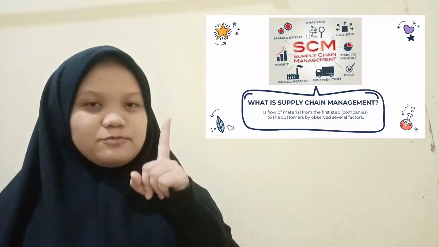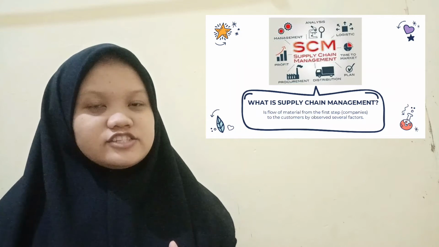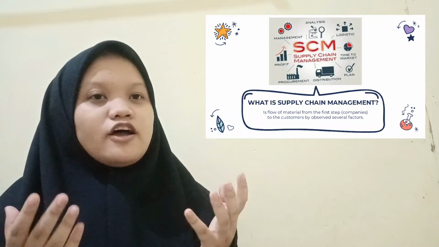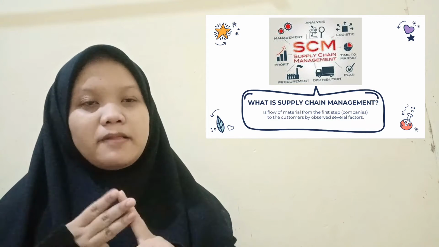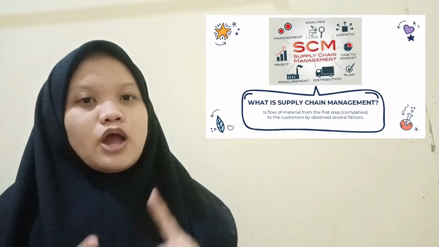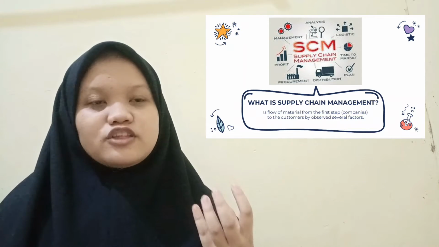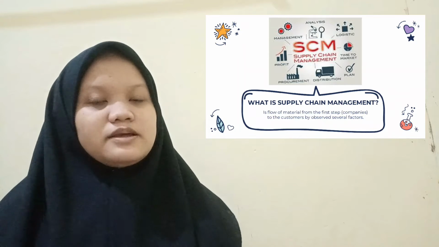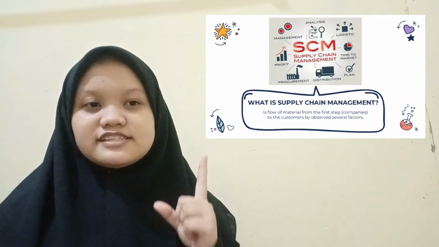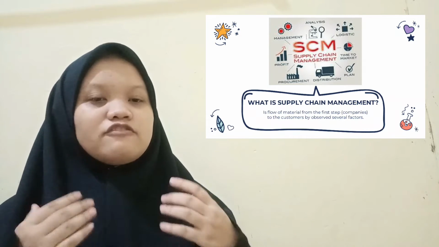Okay, let's go to the first subtopic. What is supply chain management? Supply chain management is a series of activities including coordination, scheduling, and controlling of procurement, production, supply, and delivery of product or service to the customer, including administration, operation, logistics, and information processing from the customer to the supplier. Or in simple words, supply chain management is the flow of material from the first step, from the company step to the customer, which will observe several factors.